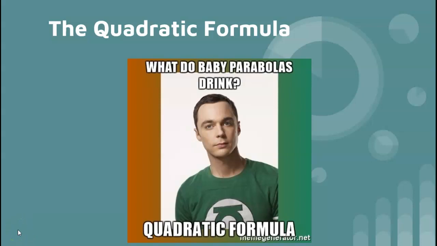Hello scholars! Today you're going to be learning about the quadratic formula. The quadratic formula is a very powerful formula that will allow you to solve any quadratic equation that you come across.